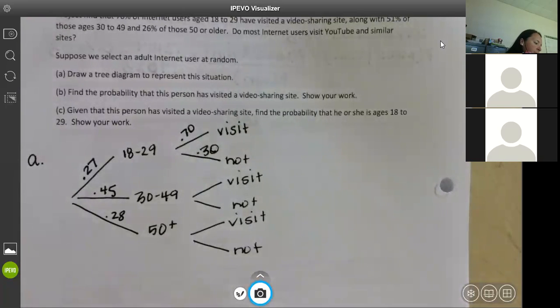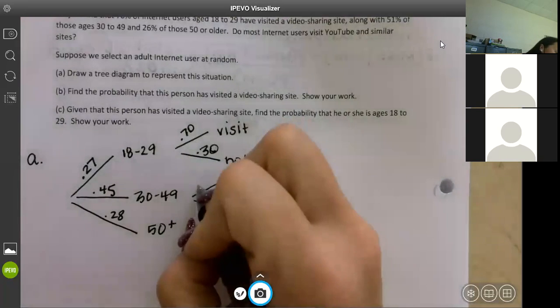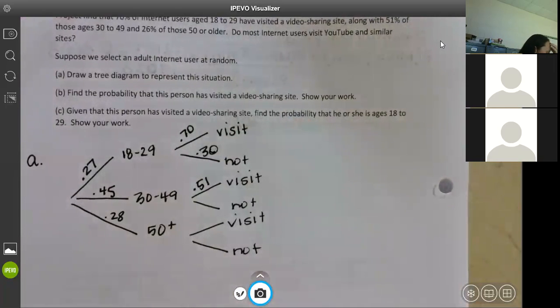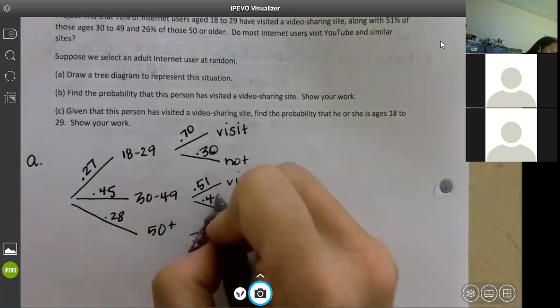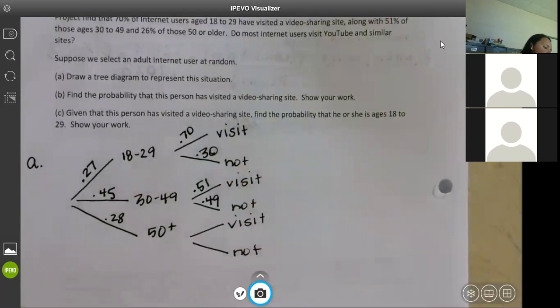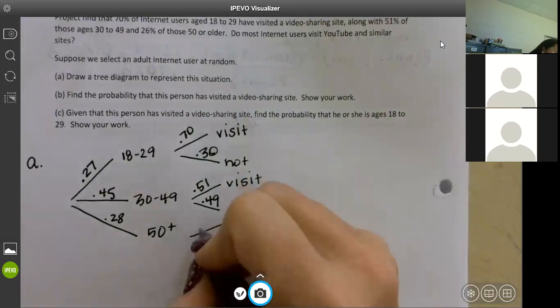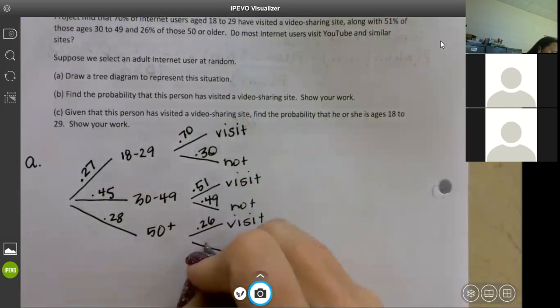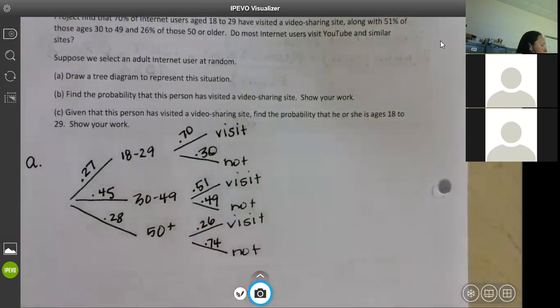All right. 51% of those 30 to 49 have visited. So somebody on Zoom, how many have not? 49. And then 26% of those are 50 or older. So that means how many have not visited? 74. That's it. That's your tree diagram.